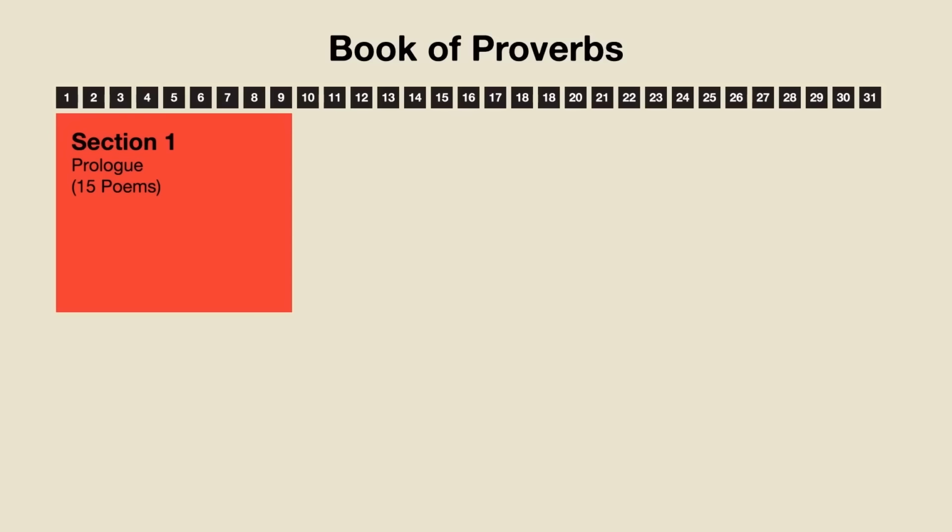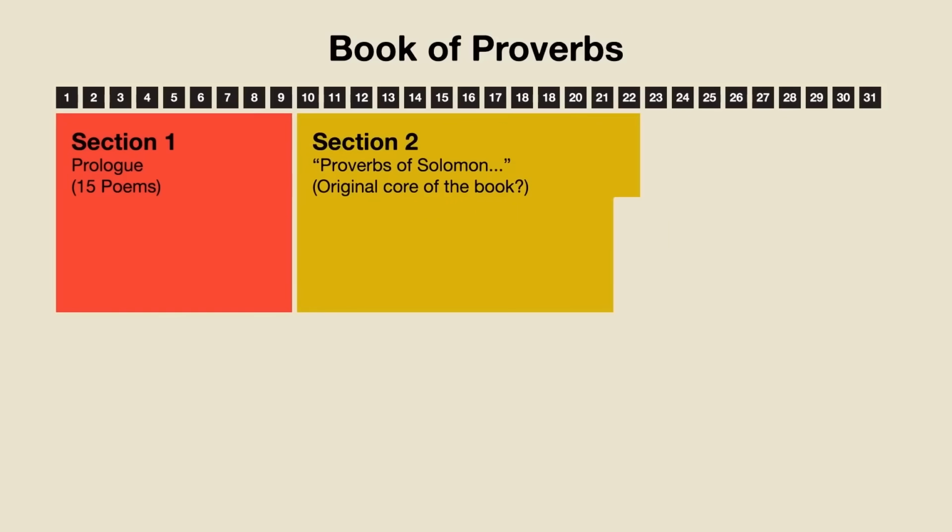This initial section consists of 15 separate poems dealing with specific topics. The word proverb refers to a short, wise saying, and therefore the Proverbs section of the book doesn't actually start until chapter 10. That's where we start getting the one-liner bits of wisdom. This section goes until chapter 22, verse 17, and likely represents the original core of the book, perhaps written by Solomon himself, or perhaps attributed to Solomon as a means of establishing authority.